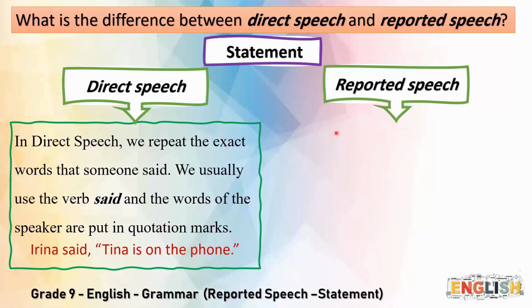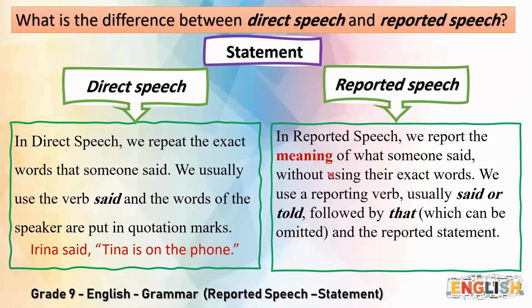What about the reported speech? In reported speech, we report the meaning of what someone said without using their exact words. We use a reporting verb, usually said or told, followed by that, which can be omitted, and the reported statement. So, this direct statement can be changed into reported speech like this. Irina said that Tina was on the phone. Here are some changes, as you can see. In a reported statement, we have neither a comma nor quotation marks, and we use that as an optional word, and is, the present simple, turns into past simple.